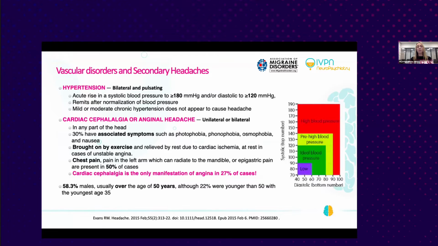It could be accompanied by the usual cardiac symptoms such as chest pain, pain in the left arm, radiation of the pain to the mandible, or epigastric pain in 50% of the cases. But take a look at this. Cardiac cephalalgia is the only manifestation of cardiac angina in 27% of cases. So one should think of that as well.